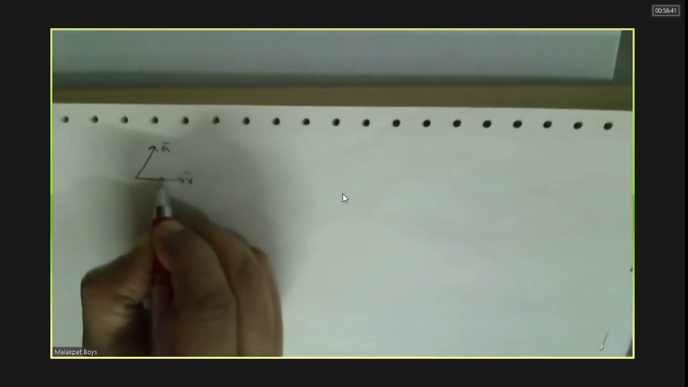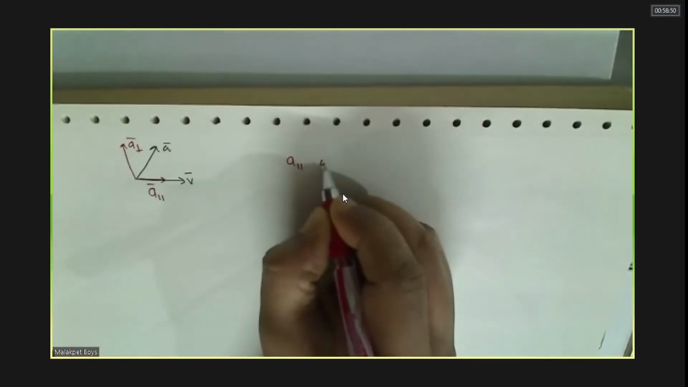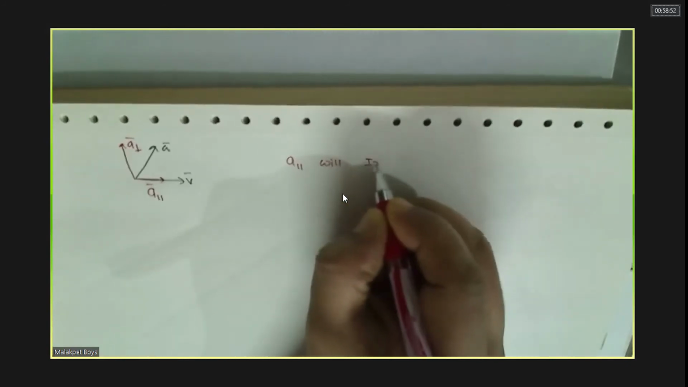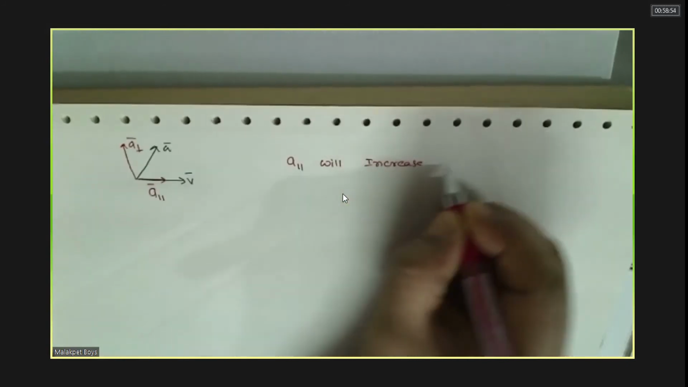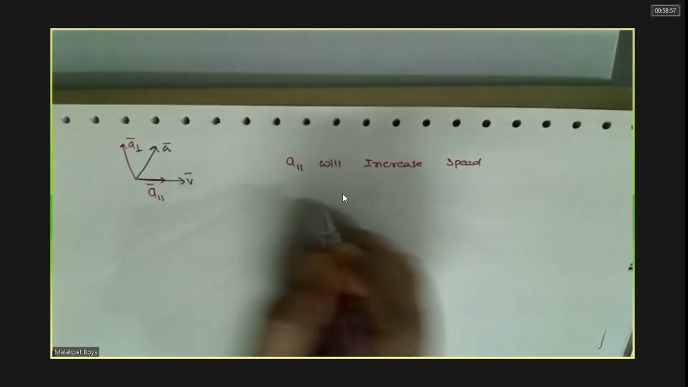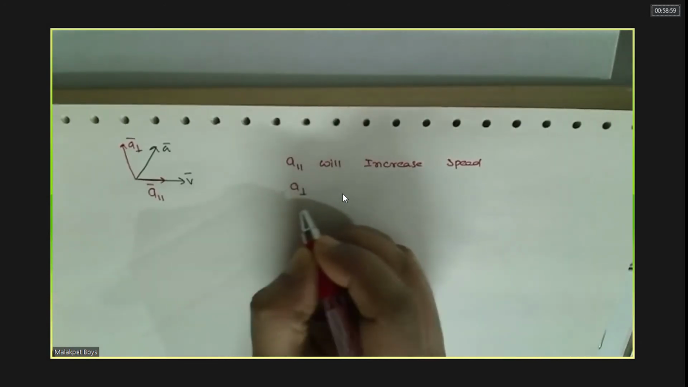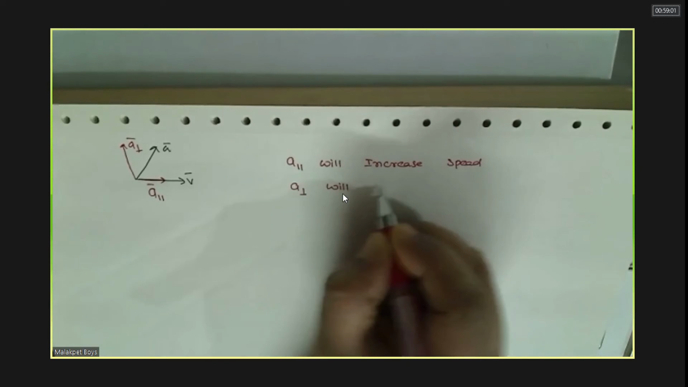See, long back, you are forgetting a thing. Suppose this is the velocity vector, this is the acceleration vector. We learned that this has two components: one is the parallel component and the other is perpendicular. What I said, the parallel will increase speed because it is in the direction of velocity. The perpendicular will change direction only, no?